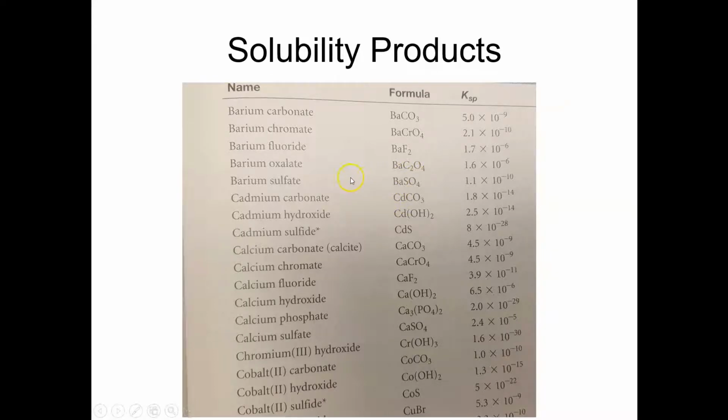So this is Appendix D3 from the back of your book, and you can see for various relatively insoluble compounds, it gives the name. This is only a little piece of the table that I've taken a picture of here. It gives the name, it gives the formula, and then it gives the value for Ksp. And you can see that they range from, on the high end, 2.4 times 10 to the minus 5th, down to things like 1.6 times 10 to the minus 30th. So there's a wide range of Ksp values.